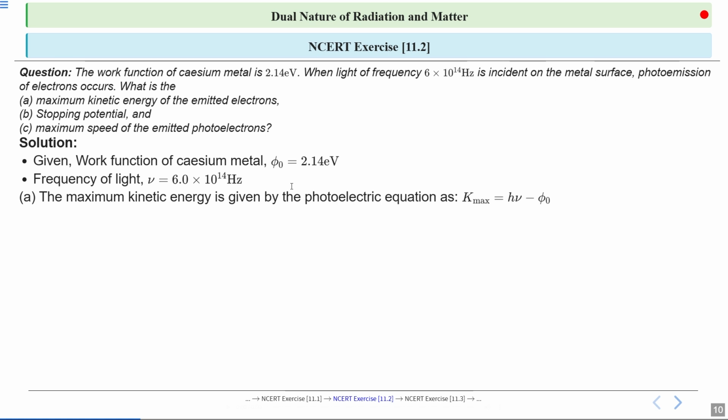So let's write the photoelectric equation. Kmax is equal to h nu minus phi naught, where h is Planck's constant, which is equal to 6.626 into 10 raised to the power minus 34 joule second.